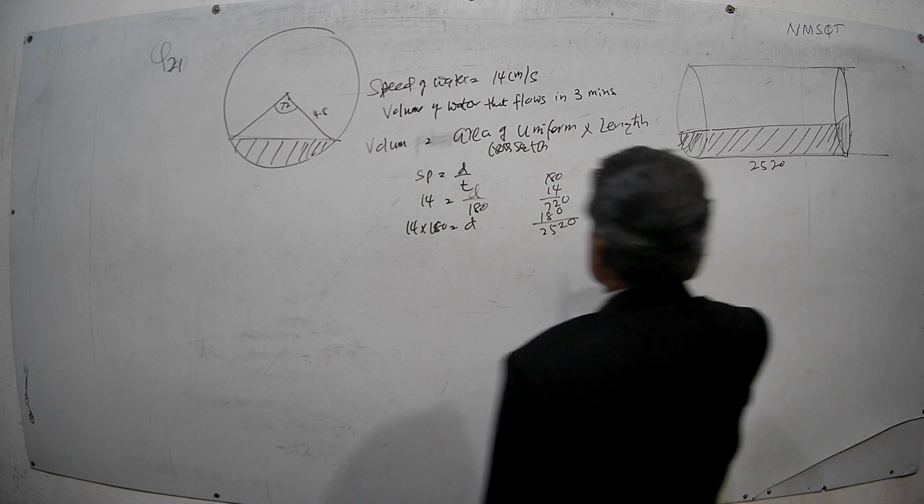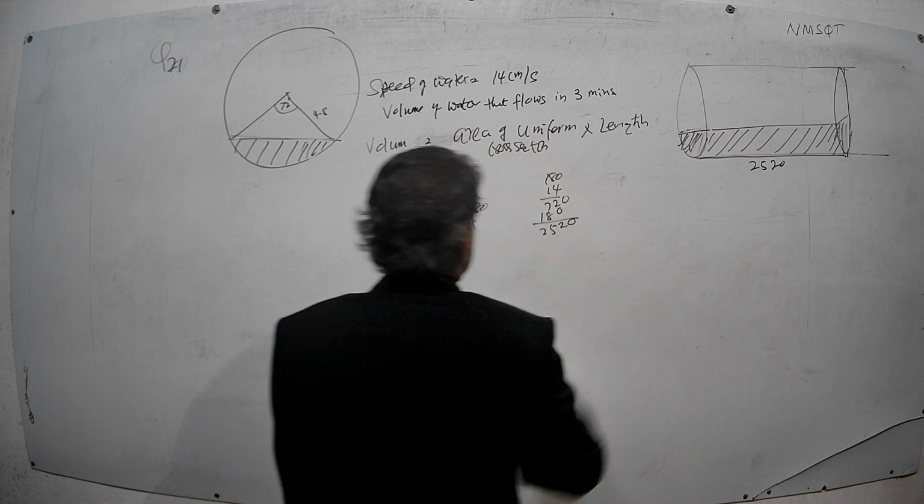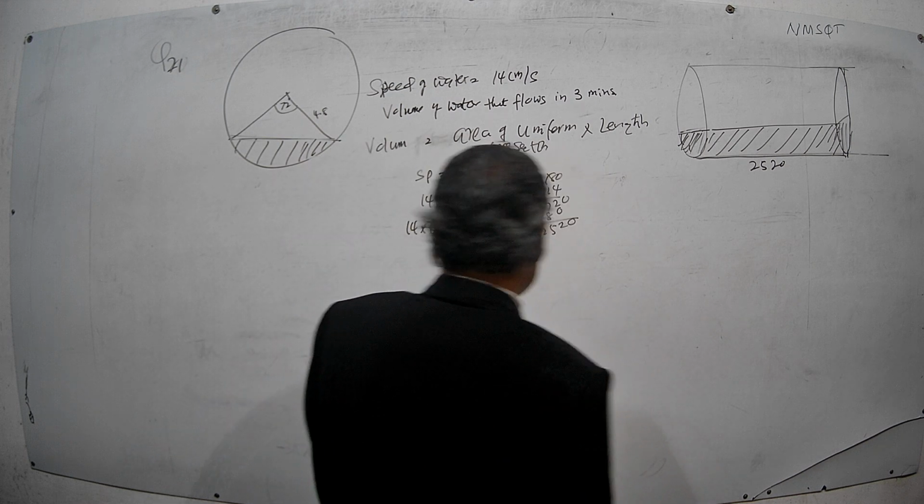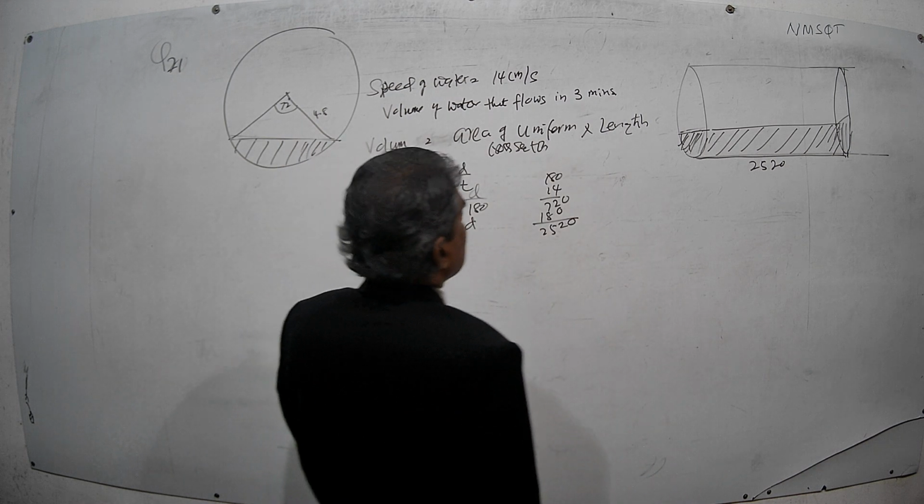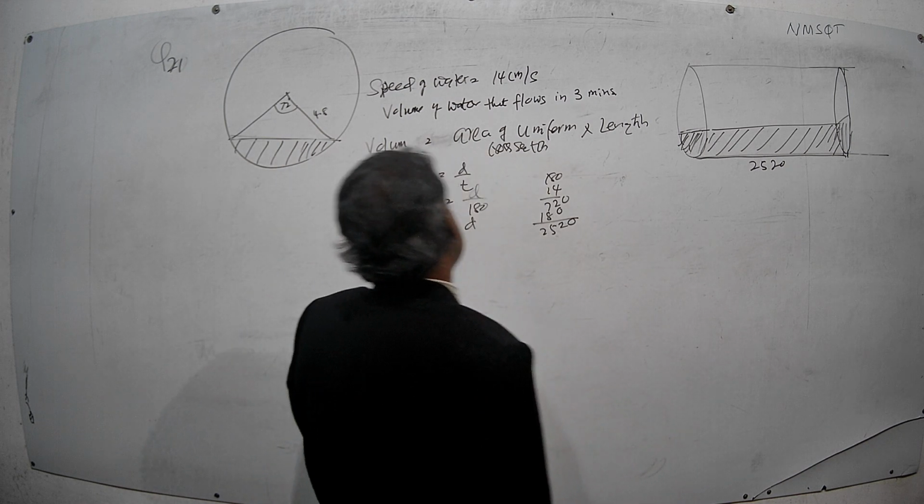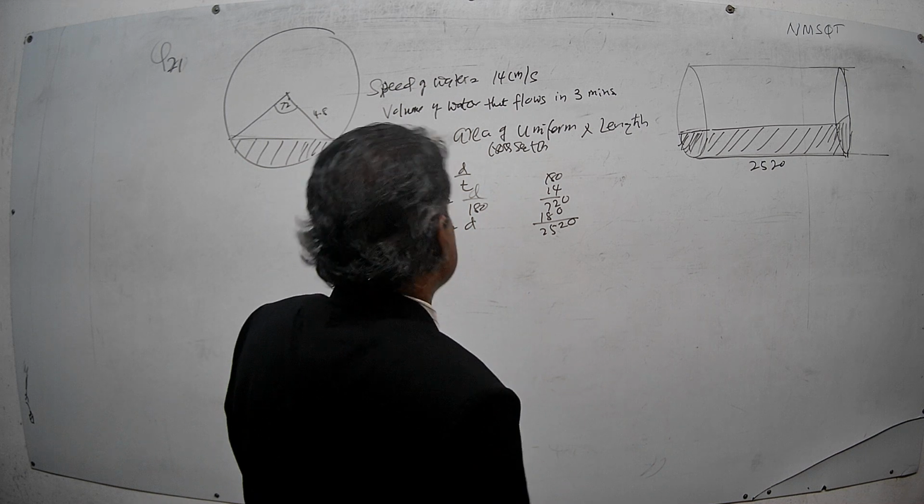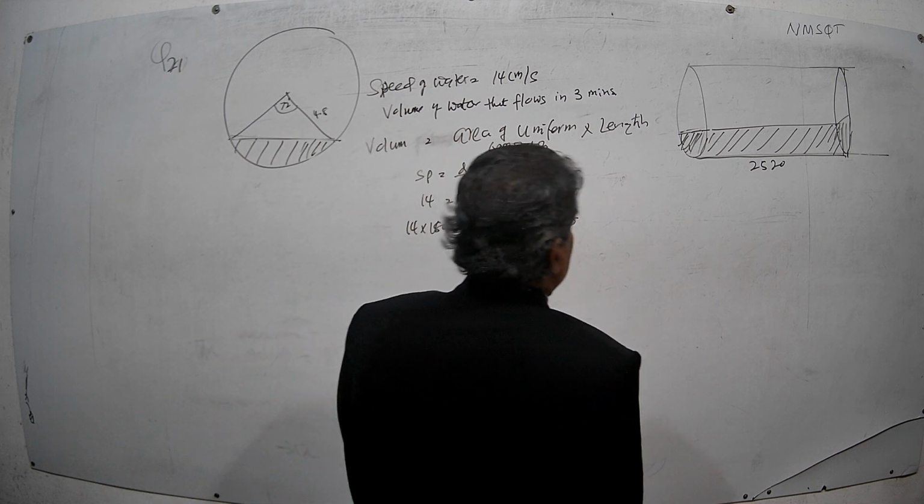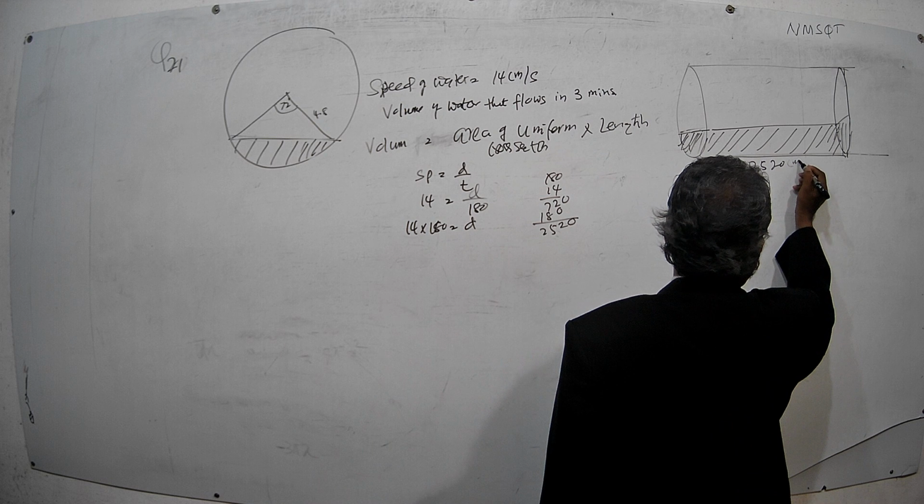Let me check: 4 times 0, 4 times 8, 32. 4 times 1 is 4 plus 3 is 7. 1 times 0, 1 times 8. 1 times 2, 8, 5, 15. 8, 7, 15. That is right. So 2520 centimeters. This is what it travels.